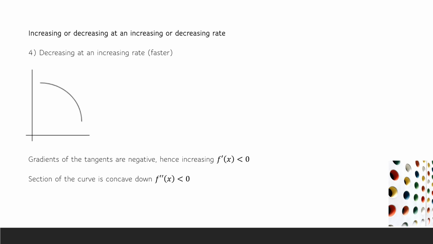The final one, decreasing at an increasing rate. So you can see where our population's decreasing, so it's going down over time, but the rate is getting faster. So it's actually decreasing at an increasing rate. So our tangents are negative because it's decreasing. The rate is getting faster, so it's concave down in this case. So our second derivative is less than 0.